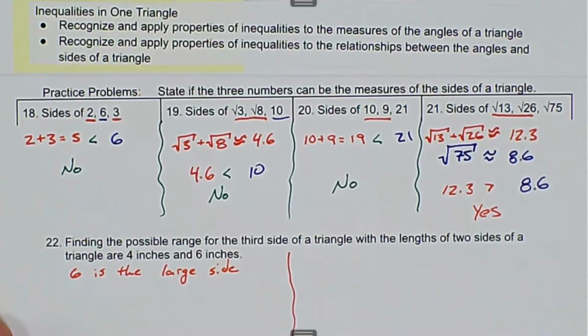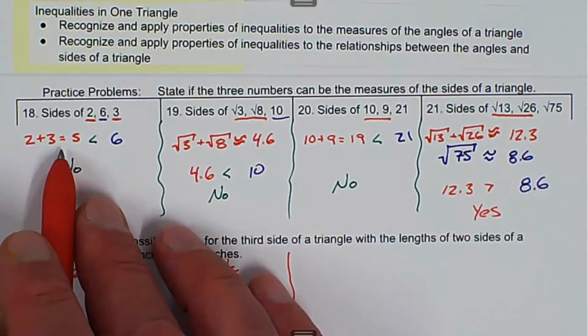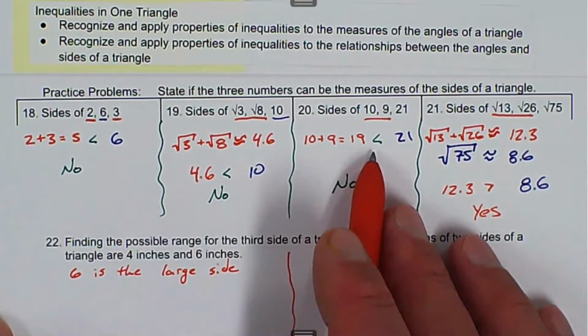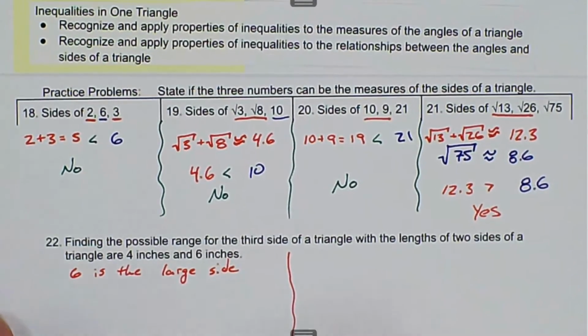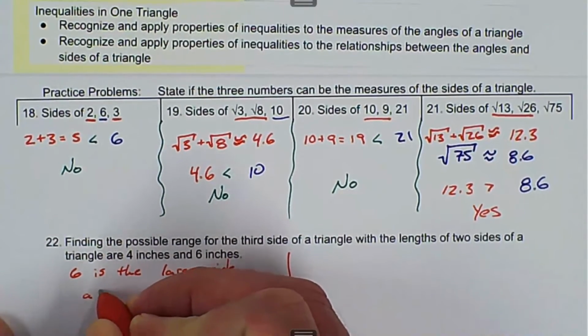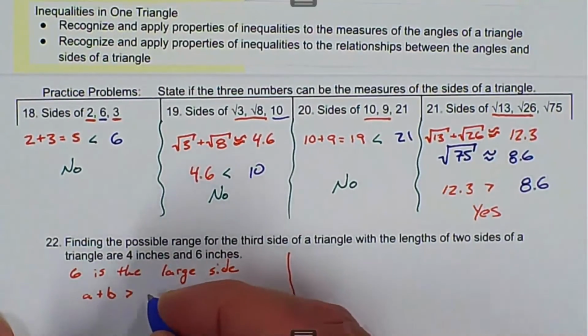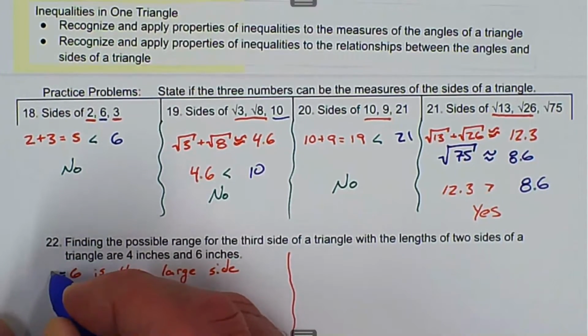Okay. So if 6 is the large side, we want to say, from our example up here, a plus b, we don't want it to be equal to. We don't want it to be less than. We want a plus b to be greater than. So a plus b has to be greater than c. So basically in this case we said 6 is equal to c.